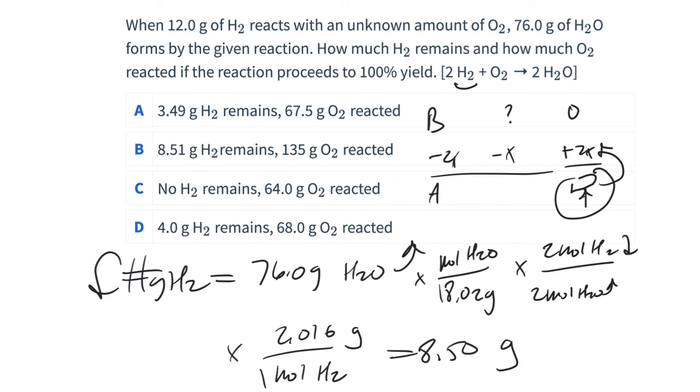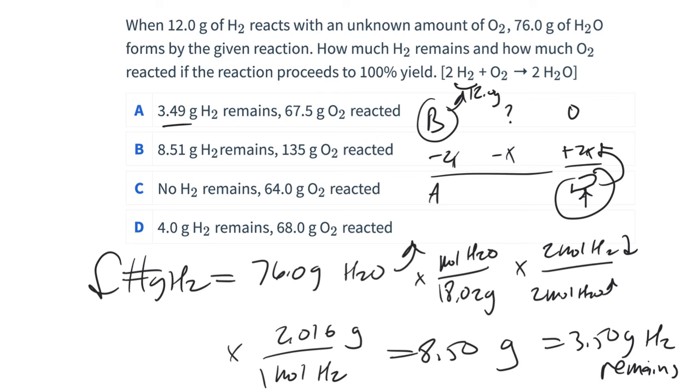And so I initially had 12 grams. So before, I had 12 grams, and then I consume 8.50. So that leaves me 3.5 grams. Perhaps 3.49, maybe I rounded something wrong, but 3.49 grams of oxygen remains.